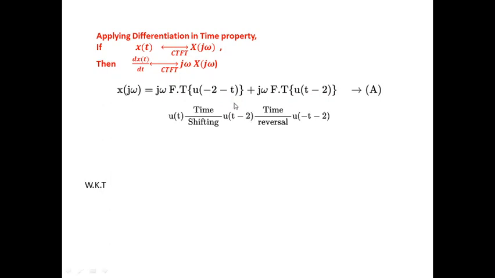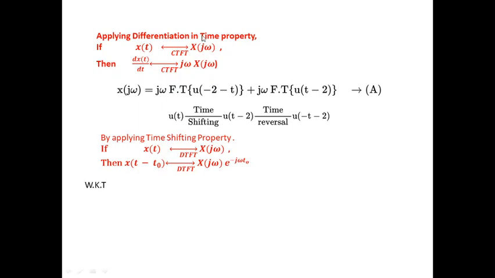So now first we should find out the Fourier transform of this. For that, what do we know about how it comes? If you start with u of t, when you perform time shift you will get u of t minus 2. When you perform time reversal you will get u of minus t minus 2. So now how do we find the Fourier transform of this? Definitely you need to apply the time shifting property for this, and the time reversal property for this. So by applying the time shifting property, if x of t, you know this time shifting property.